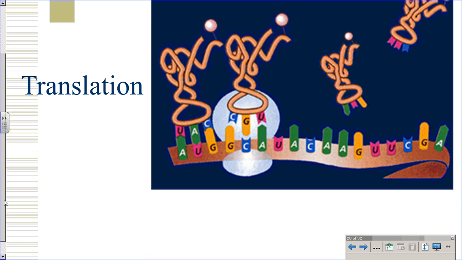Here's your what strand? mRNA. What's the big blue thing in the back? Ribosome. What are the squiggly things? tRNAs. What is that? Amino acid. And then what is bonding to the codon? Anticodon. And that's all in the cytoplasm too.